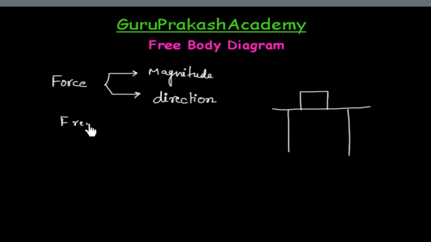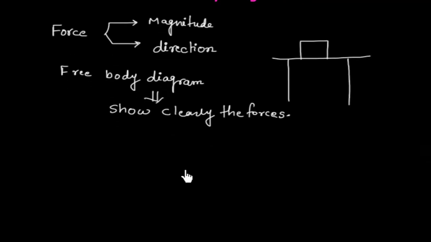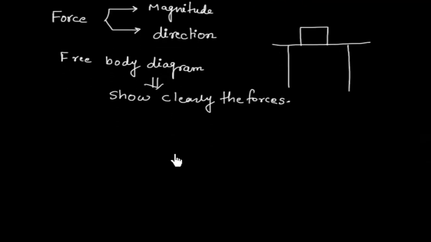So when I say free body diagram, what I mean is I have to draw the forces clearly, magnitude wise as well as, if possible, direction wise. Let us say what are the forces that can act. First force is weight.